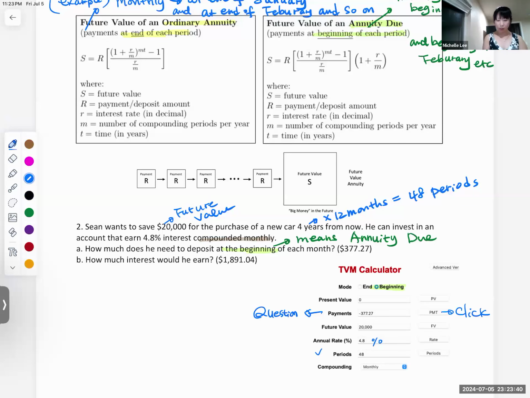Okay, second part. How much interest would he earn? Same as earlier, so future value minus what we invest times the period. So the future value is 20,000 minus the invested amount, which is the payment.